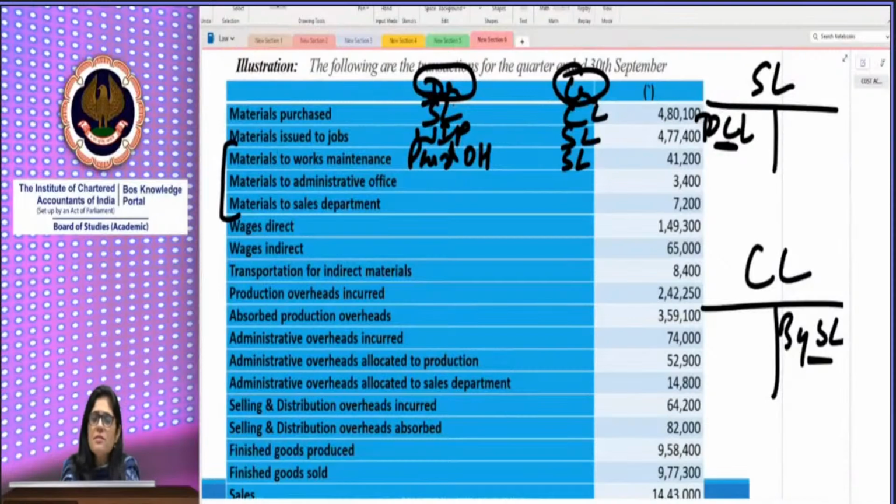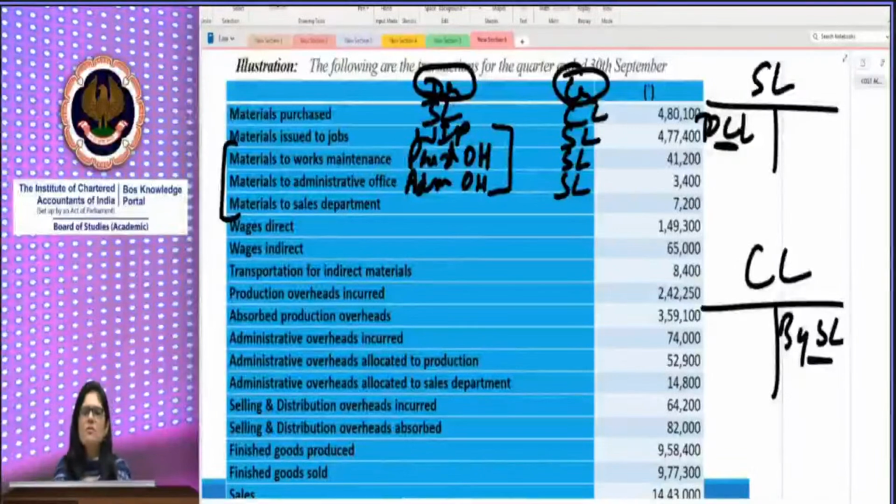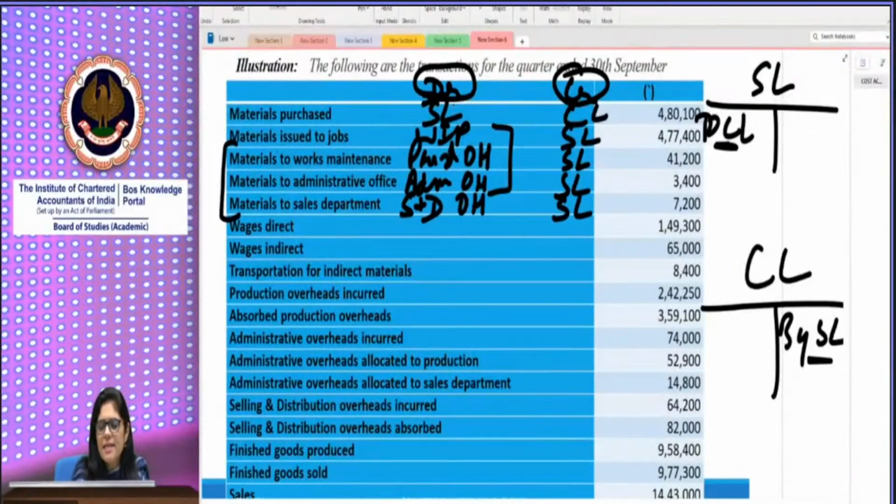Administrative, or materials to administrative office. That means administrative overhead debit, SL credit. So we are transferring to all the three overhead control accounts. So material is issued to production also, material is issued to admin also, material is issued to sales also. Clear? So this is sales. Selling and distribution overhead debit, SL credit.